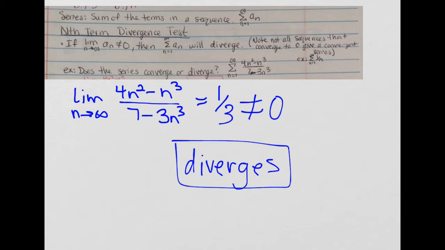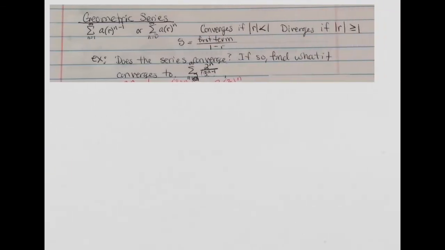Alright, so that's one way to test divergence. If a series is a geometric series, we have another rule that we can use to test for convergence and divergence. A geometric series is in the form a times r, the common ratio, to the power of n minus 1, or to the power of n. Either of those forms is geometric. This series is going to converge if the absolute value of r is less than 1, but diverge if the absolute value of r is greater than or equal to 1. If you want to find the sum, it's going to be your first term divided by 1 minus r, your common ratio.